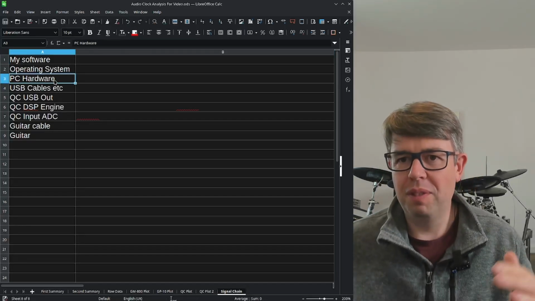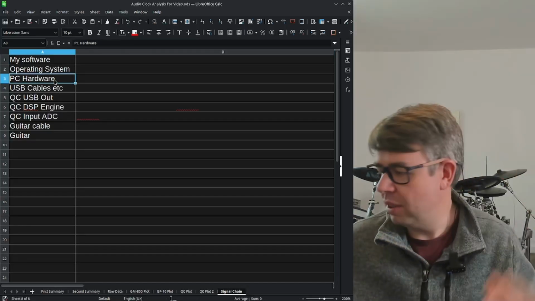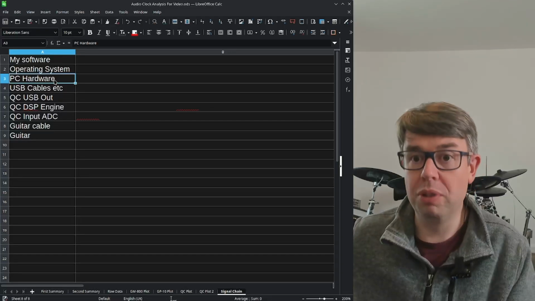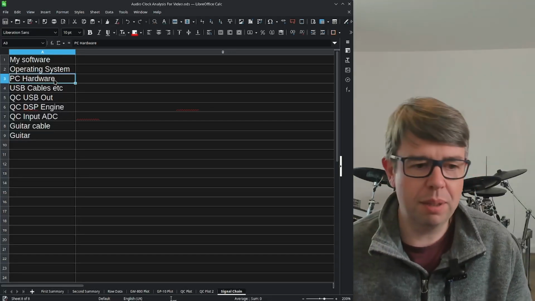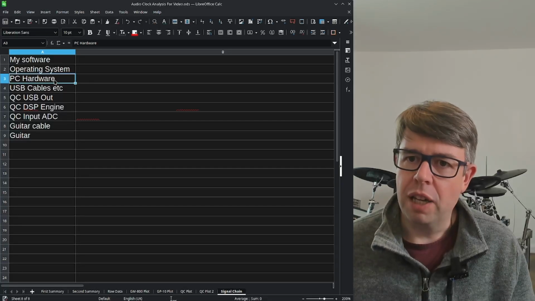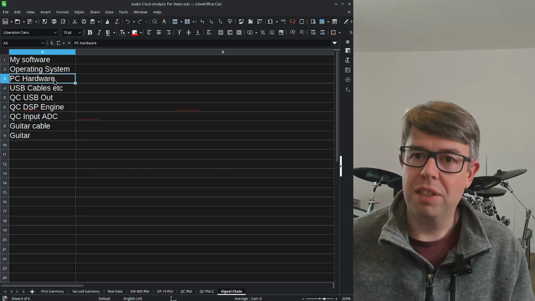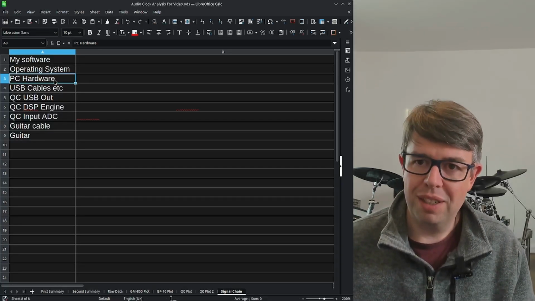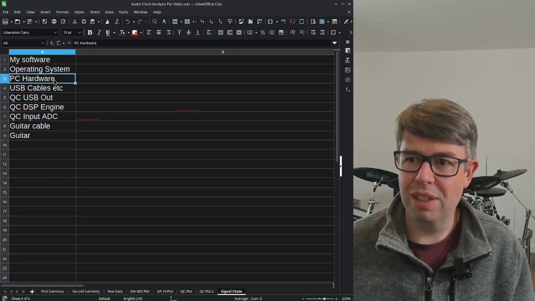Then we have the PC hardware. So there are USB controllers, multiple USB controllers in my PC. Some are on the motherboard supplied by the motherboard vendor. Some are in the chipset supplied by the chipset vendor. Some are in the actual CPU itself.